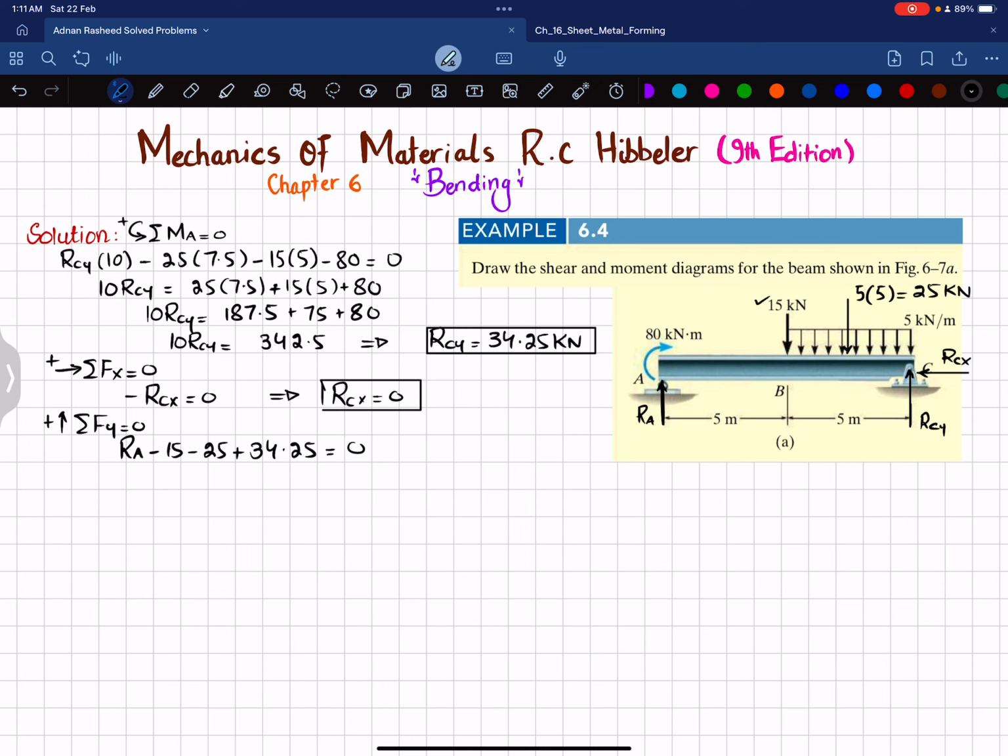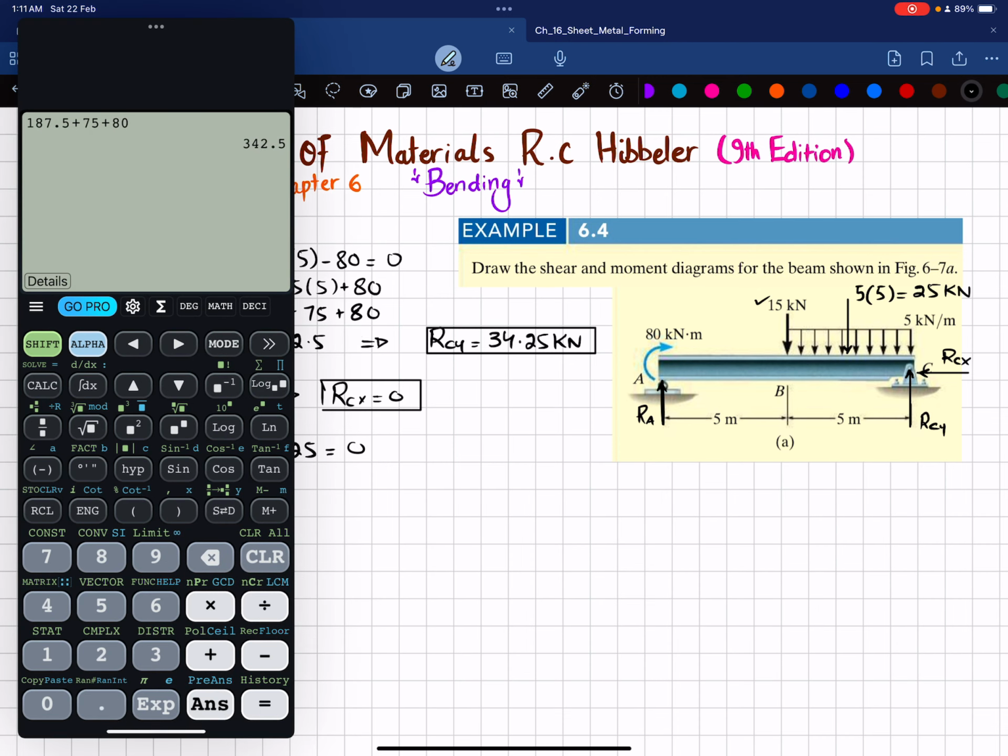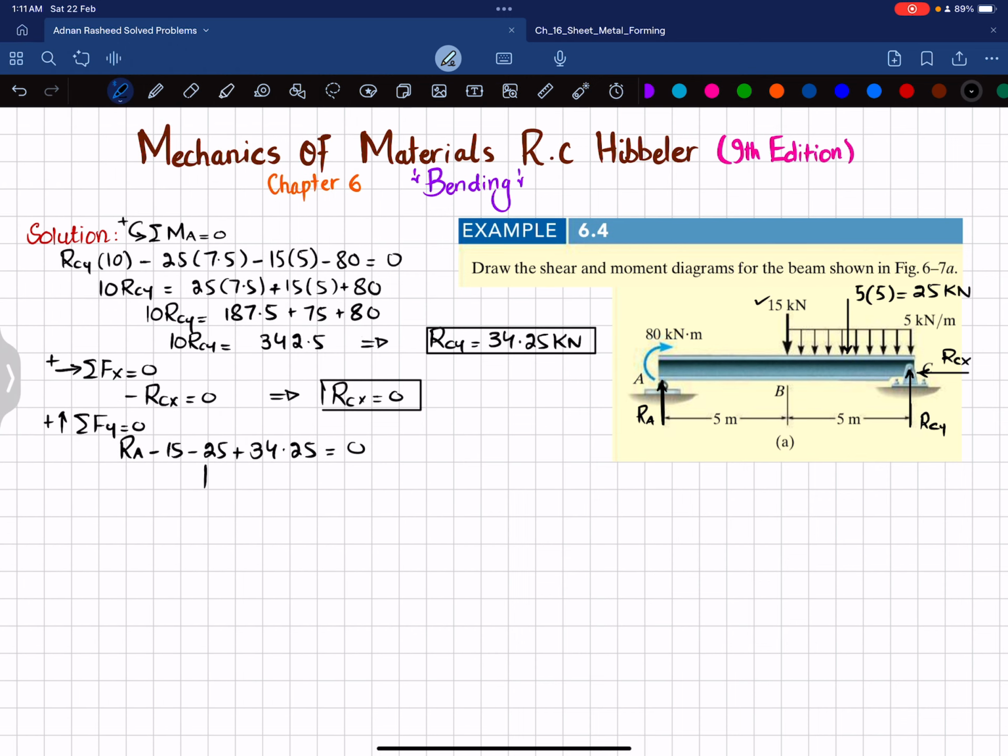So from here, minus 15 minus 25, minus 15 minus 25 plus this 34.25 will give you minus 5.75. So RA minus 5.75 is equal to 0. So from here we will get this RA will be equal to 5.75 kilonewton.